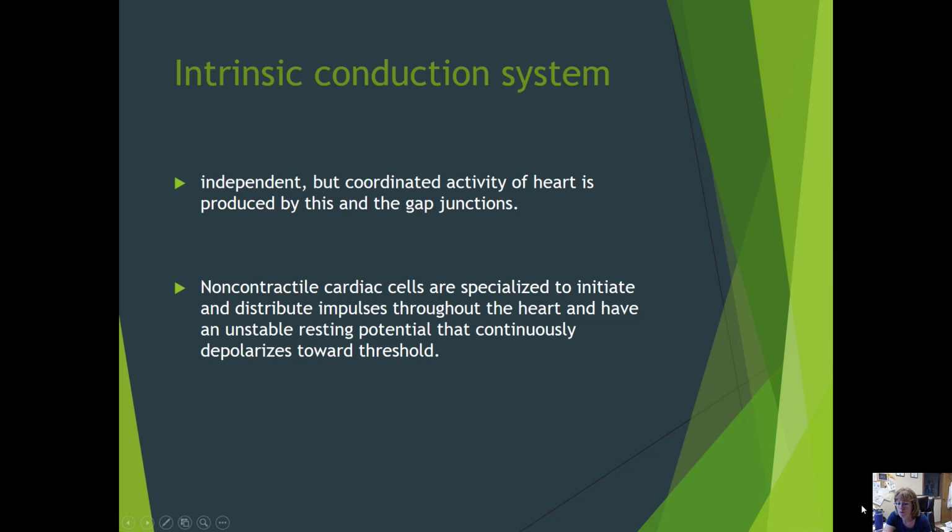In the last video, we saw the action potential that we see in the intrinsic conduction system, but what really is the intrinsic conduction system? It is independent of any neural stimulus to cause it to happen. It can be influenced by neural stimuli or chemical stimuli, but does not require it to happen. And then there's the coordinated activity of the heart produced by the intrinsic conduction system and the gap junctions.